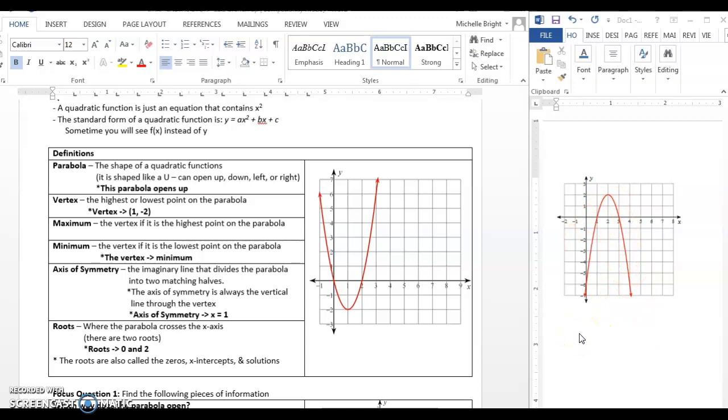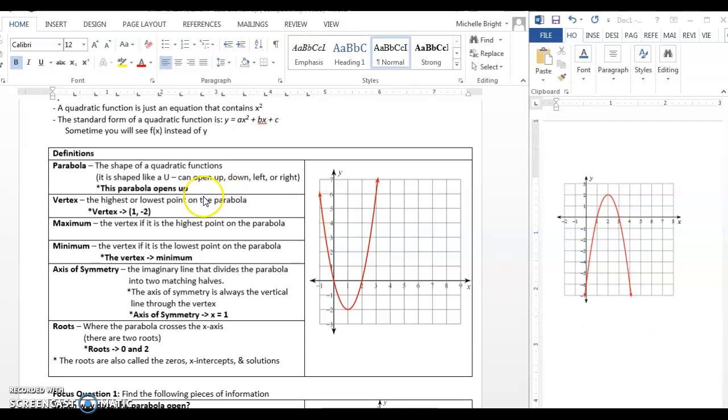Here's kind of like a trick you can think. When it's like this, it looks like a smile, right? So when you're happy, you're up, you smile. So if it looks like a smile, your parabola is opening up. However, this one looks like a frown. You frown when you're down, right? So if it looks like a frown, it is opening down. Okay, so that's the first thing I'm going to talk about.